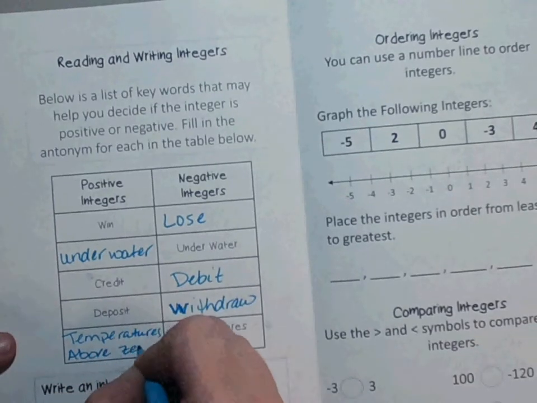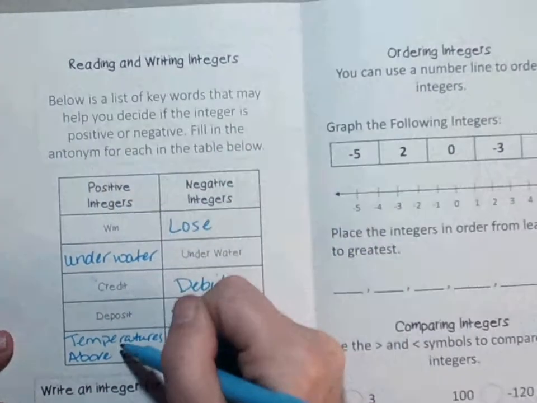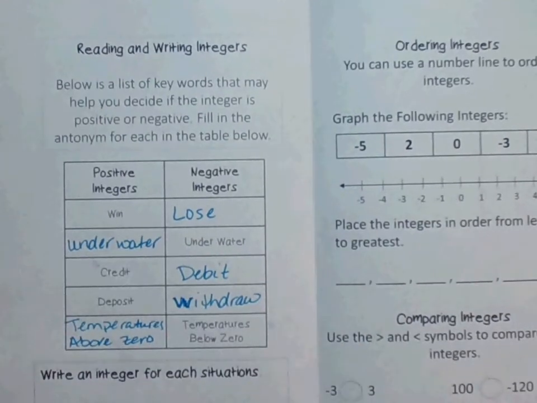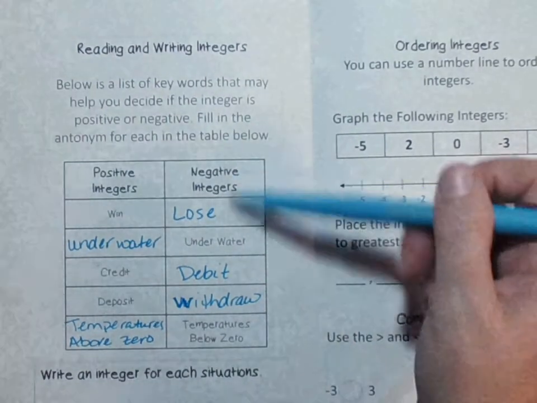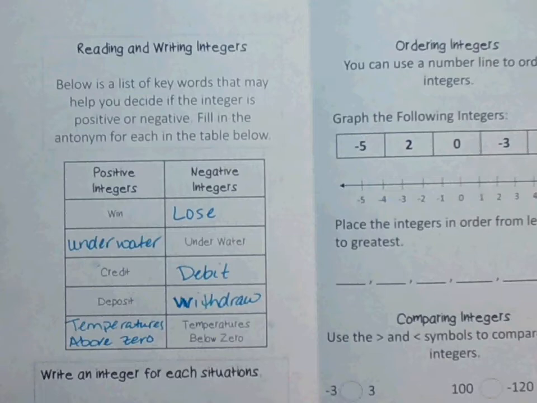Temperatures above 0 would be our opposites. Everything on the left side are positive things, keywords that can help us find positives. Everything on the right side is going to be negatives.